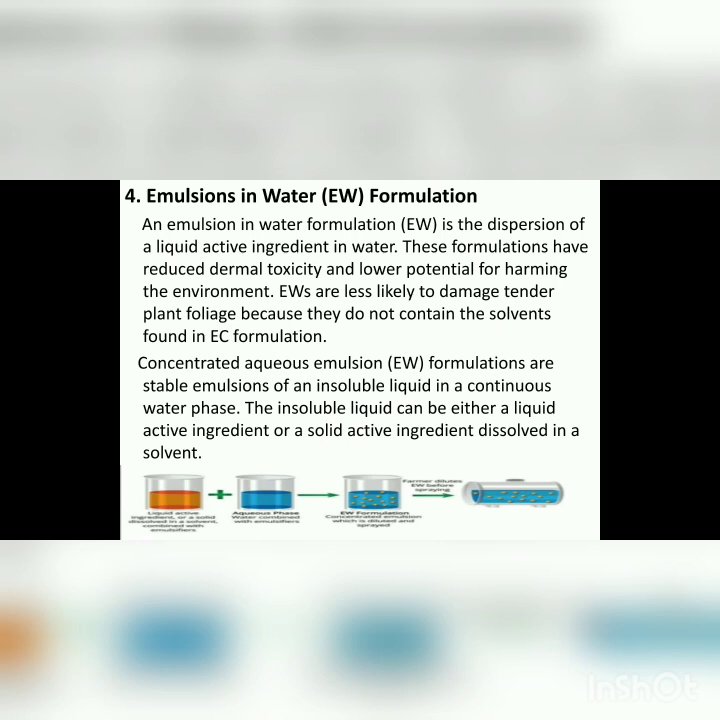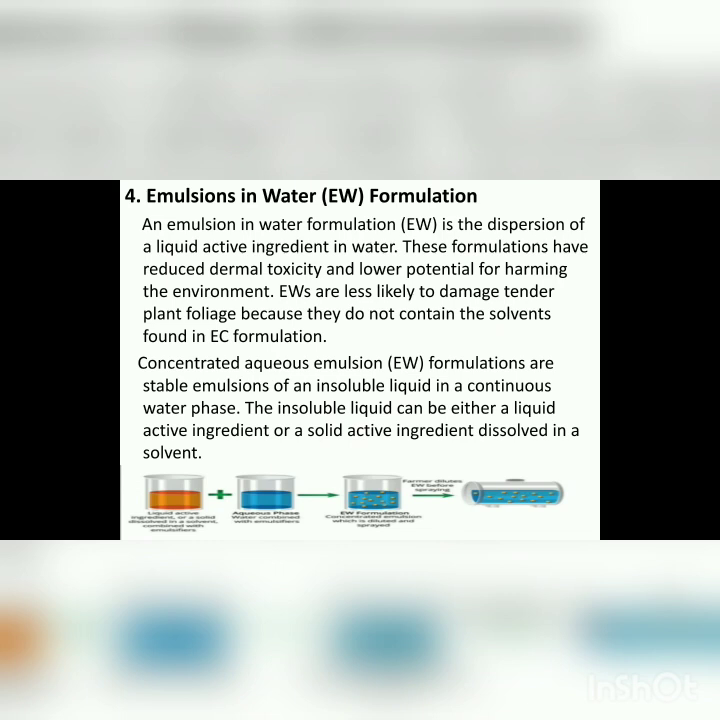formulation. Then concentrated aqueous emulsion formulations are stable emulsions of an insoluble liquid in a continuous water phase. And the insoluble liquid can be either a liquid active ingredient or a solid active ingredient dissolved in a solvent. In the image, we can see in the first beaker, liquid active ingredient or a solid dissolved in a solvent combined with emulsifier. Then the second beaker, which is added with the aqueous phase, water combined with the emulsifier.